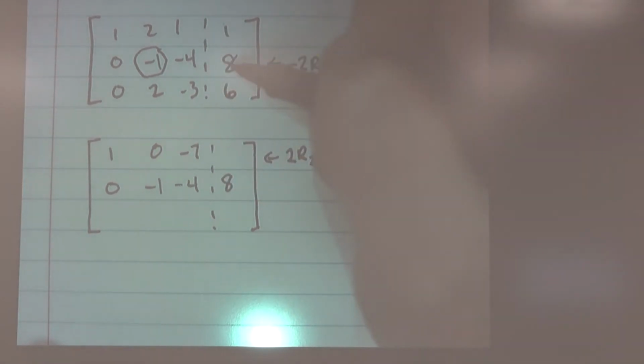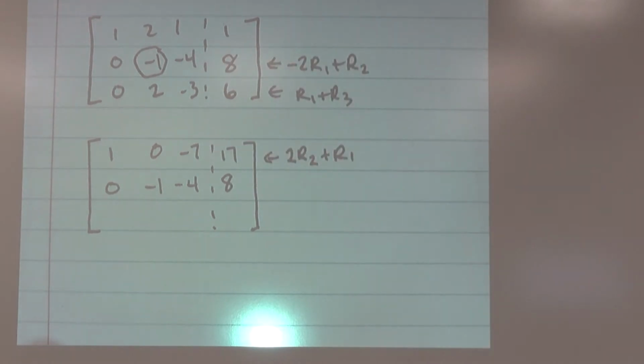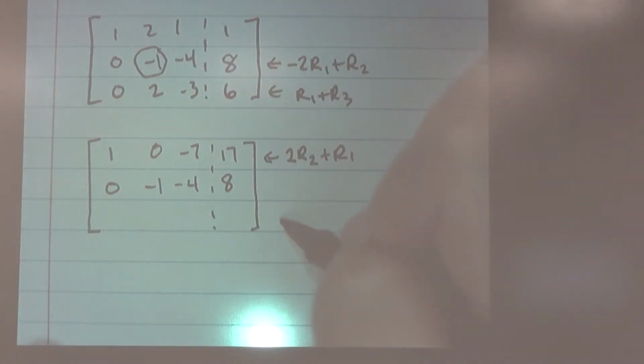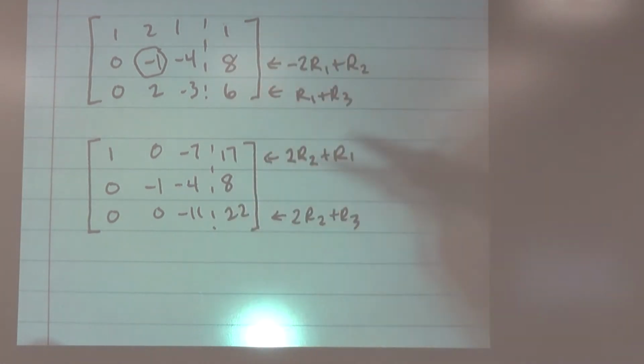We would get 1, 0. -8 plus 1 is -7. 16 plus 1 is 17. On to the bottom one, I think we got to do the same thing. So we're going to now multiply 2 by row 2 and add to row 3. 0, 0. -8 plus -3 is -11. 16 plus 6 is 22.